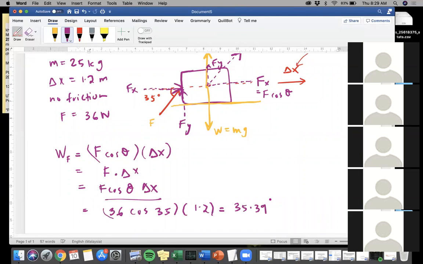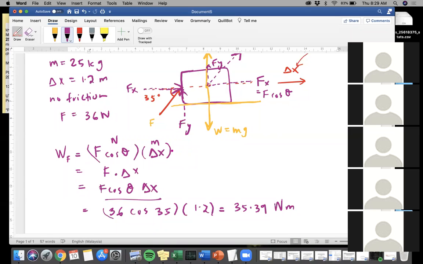35.39. So the units: this is in Newton and this was in meters, so Newton meter. If your displacement is in centimeters, please convert it to meters, because your SI unit is Newton meter, or joules, for work done. This is PBL number 4.1.